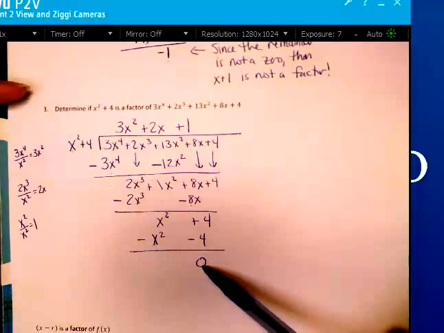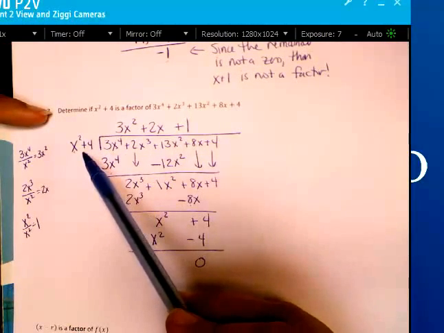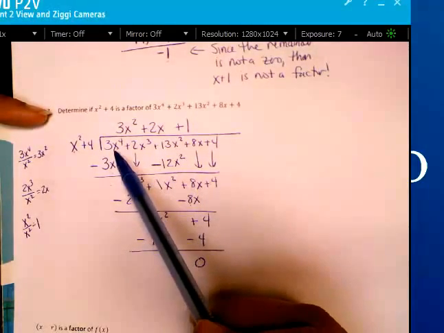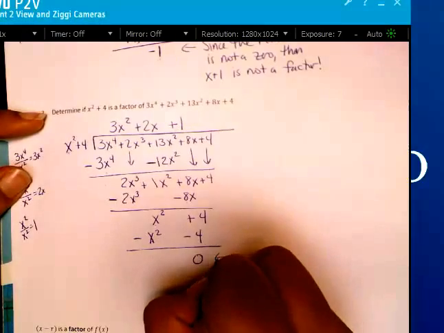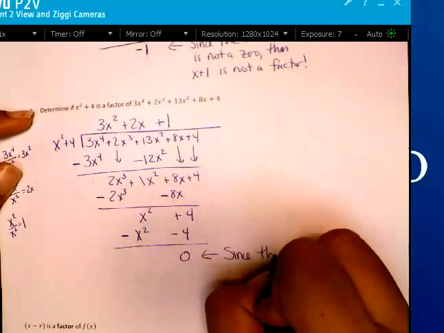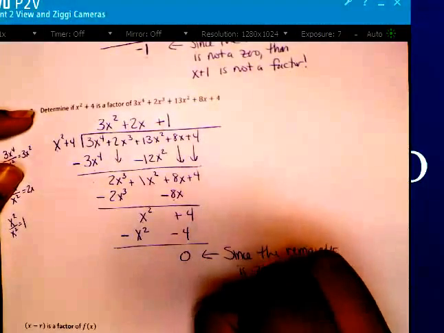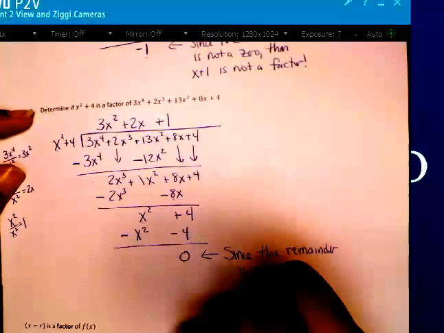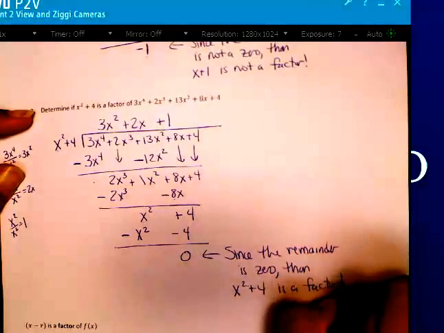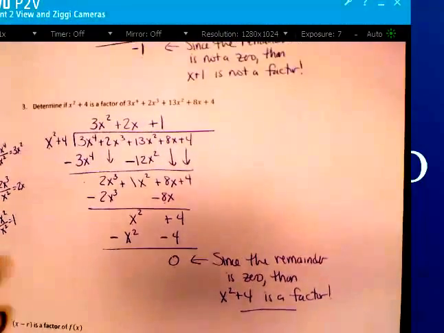Now let's make sure we answer the question. It says determine if this divides evenly into this, meaning, is x squared plus 4 a factor of this polynomial? The answer is yes, because we have a remainder of 0. So since the remainder is 0, then x squared plus 4 is a factor.